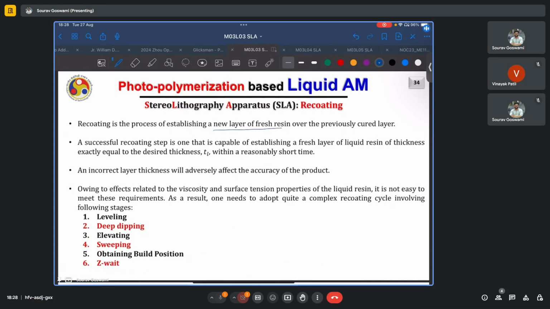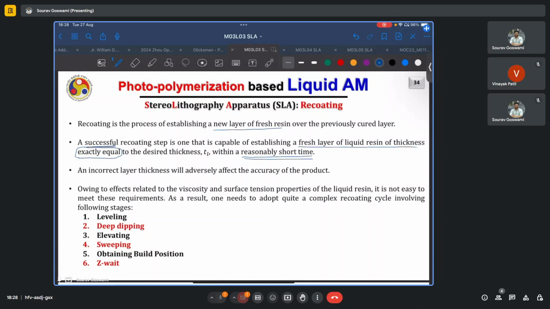A recoating step would be called successful should it be capable of establishing a fresh layer of liquid resin of thickness exactly equal to the desired thickness, because we know that SLA is one of the processes with the finest build layer heights that can be achieved, often in the order of microns. Thus, even small deviations become unacceptable, and it does it within a reasonably short amount of time.